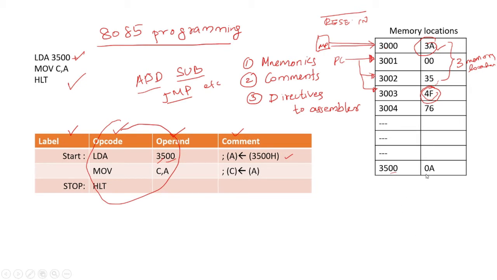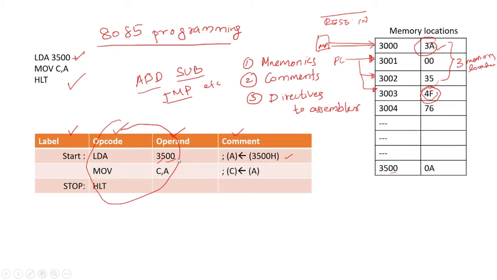So first of all, we need to load the content of 3500 into the accumulator. For that, we can use this instruction. All these instructions we will study in detail in coming sessions. LDA 3500 is an instruction which is used for loading the content of the memory location with address 3500. In other words, whenever this instruction is executed, the content of 3500 is loaded into the accumulator. So that is mentioned here: the content of 3500 becomes the content of the accumulator after execution of this instruction.